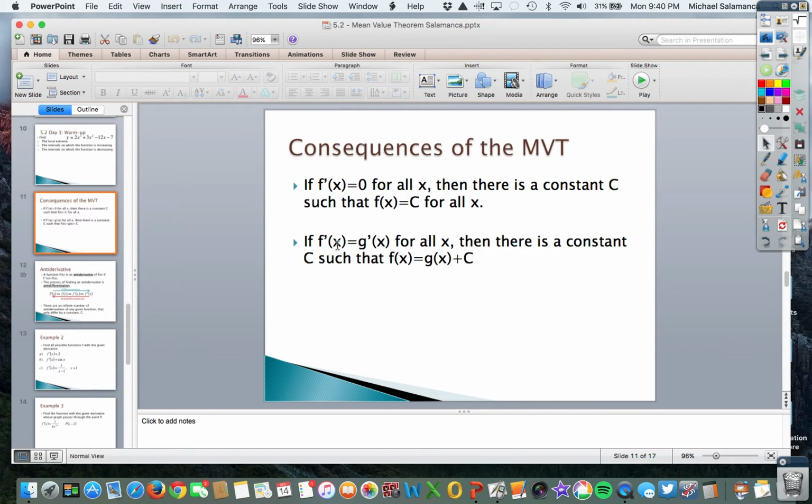If we look at the second bullet, it says f prime of x, and if that's equal to g prime of x for all x, then there is a constant c such that f of x equals g of x plus c.